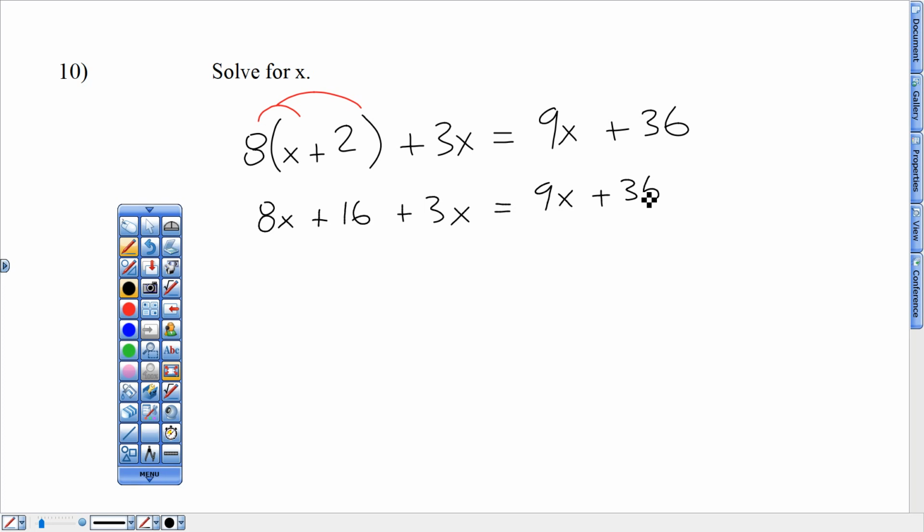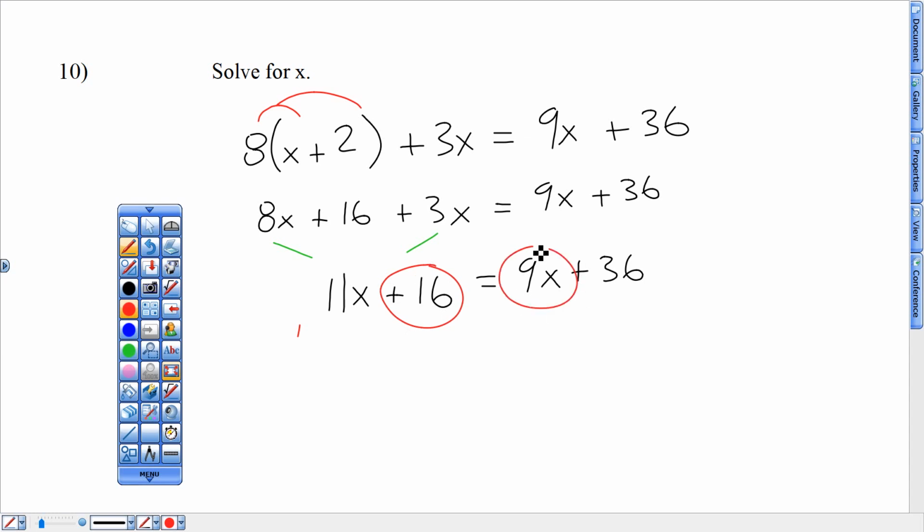Right here, I'm going to combine these two like terms, that 8x and that 3x. That's going to combine to give me 11 of those x's. I still have that 16 right there. And now when I get it to this point, now it's a variables on both sides. Start by getting rid of the 16 and then go get rid of the 9x and then back to the left and divide. So here we go.